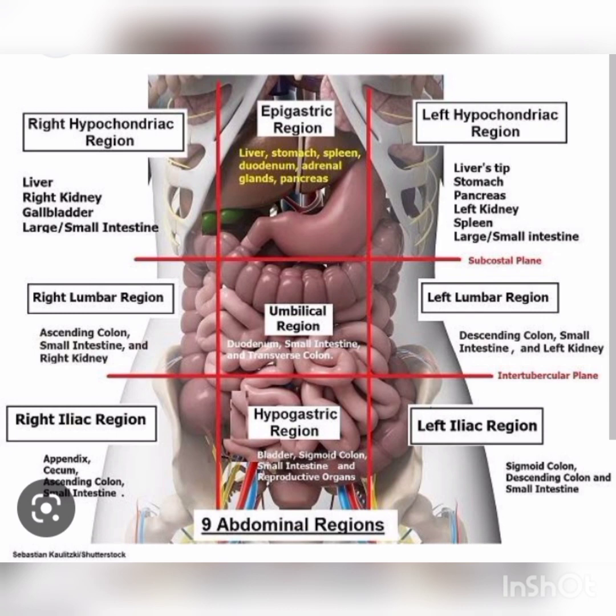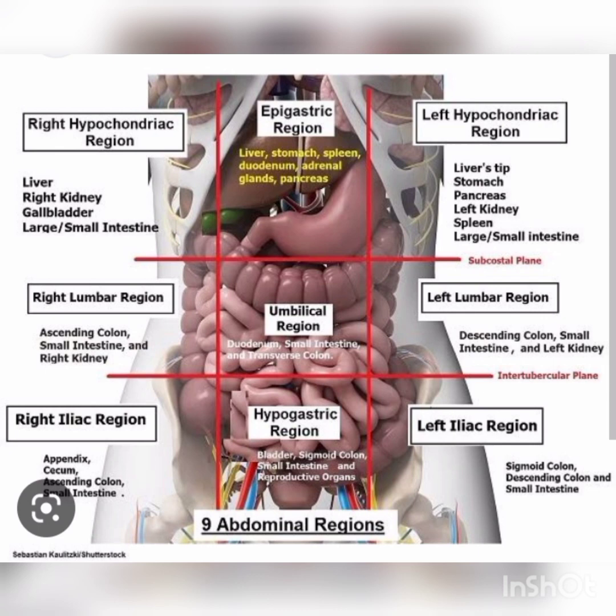So if you see from the upside on the right side, the right hypochondriac region, in this region you can see the liver, right kidney, gallbladder, and large and small intestines. The middle one on the upside is called the epigastric region, where the liver, stomach, spleen, duodenum, adrenal glands and pancreas are present. And on the left side laterally you can see the left hypochondriac region, where you can see the liver's tip, stomach, pancreas, left kidney, spleen and large and small intestines.